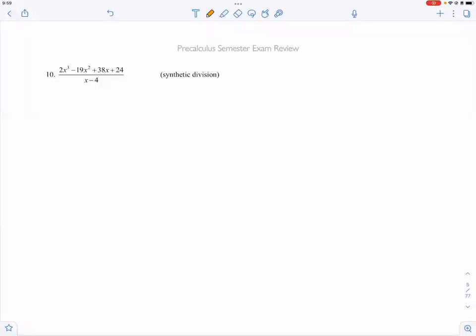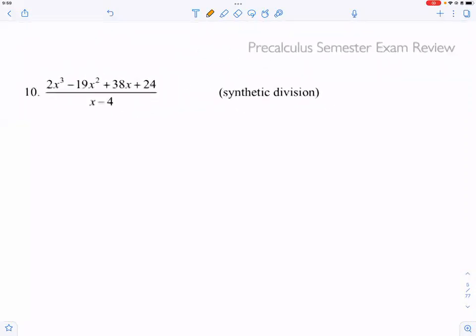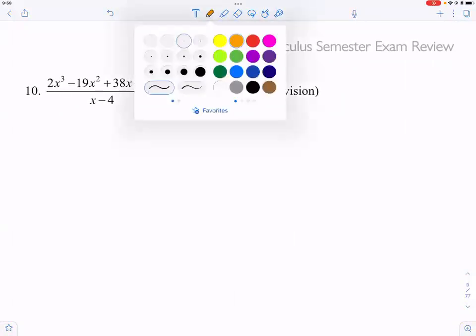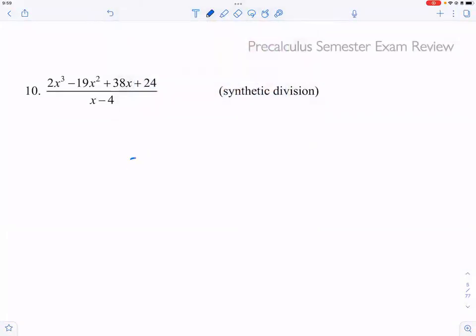All right, number 10. We have a synthetic division to do. So you can ask yourself, do you still remember how to do synthetic division? Okay, so for synthetic division, what we will do is that we will just write the coefficients. And then on the outside, we'll write down what x is equal to, well, x minus 4. And we kind of think about x minus 4 equal to 0. So x is equal to 4.